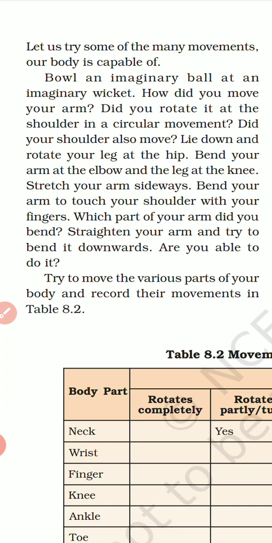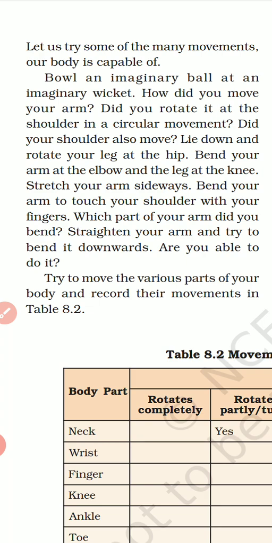You straighten your arm and try to bend it downward. So you have to try and bend it the opposite way. The way you are bending it upward to touch your shoulder, now I want you to turn it downwards. Will you be able to do that? Upward you can do, right? Your finger can go up. But can your finger go from down to up?